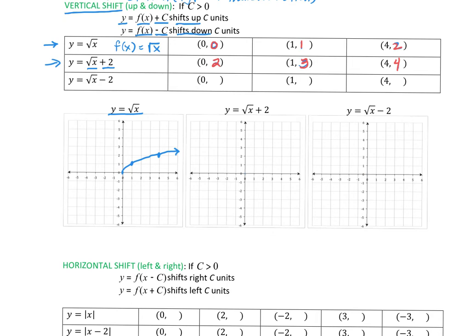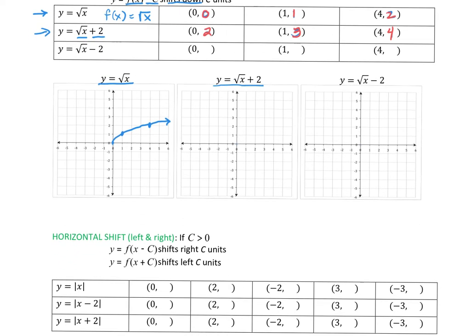Now let's go ahead and graph this in our second graph, y equal to the square root of x plus 2. And we'll plot those points. We have 0, 2, 1, 3, and 4, 4. The graph did exactly what I expected it to do. It took my original graph and shifted it up 2 units.